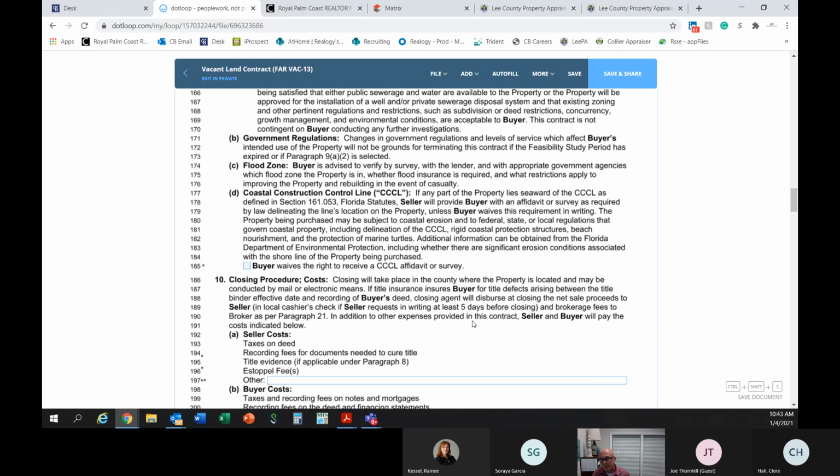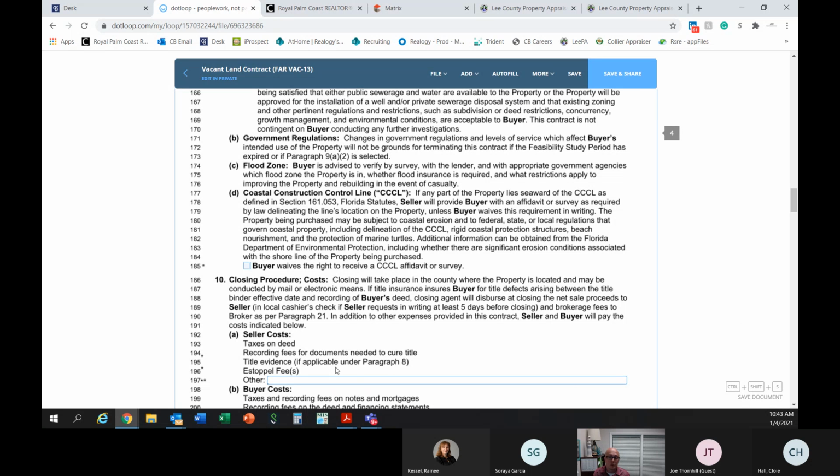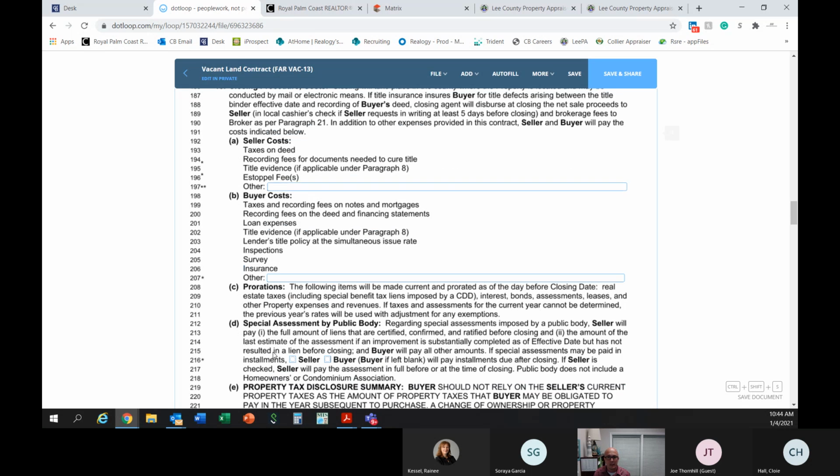In addition to other expenses provided in this contract, seller and buyer will pay costs as indicated below. Seller costs: taxes on deed, recording fees for documents needed to cure title, title evidence if applicable under paragraph 8, estoppel fees, other. If you have the seller, you can write the Coldwell Banker $345 brokerage-only fee on here if you so choose. I personally would not. That's already in my listing agreement, so I don't feel that it's necessary to put it on here.